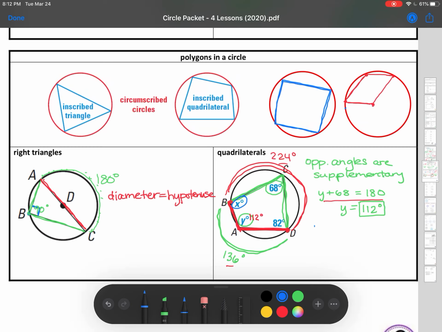How are we going to find x? We know that the x and the 82 are supplementary. So x would have to be a 98-degree angle. And if you add up the 4 angles in a quadrilateral, we should get 360, which is 4 minus 2 times 180. So those are some fun theorems about shapes inside of our circle.